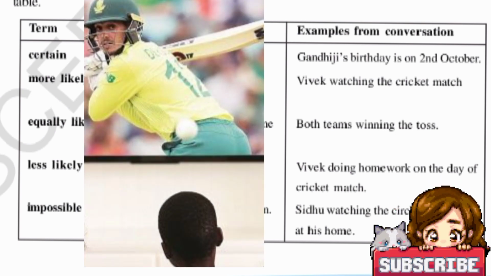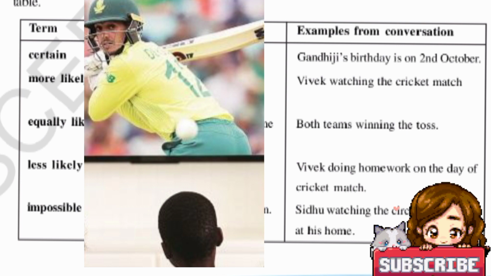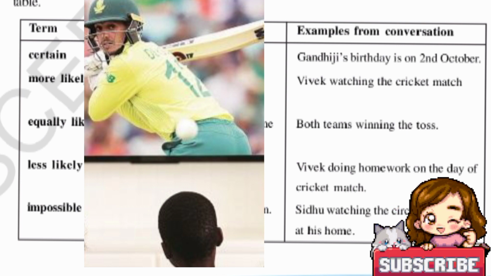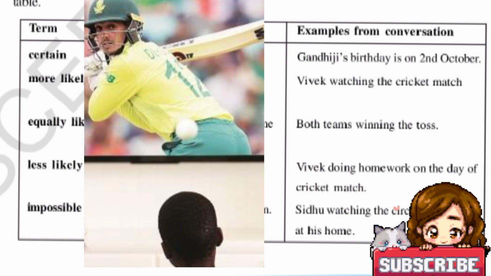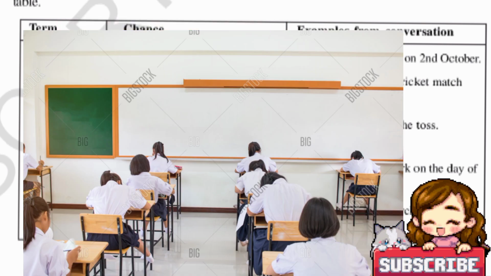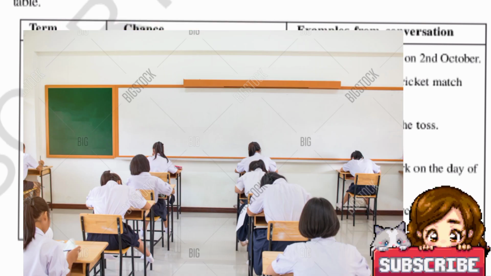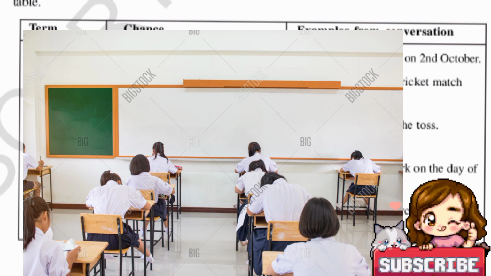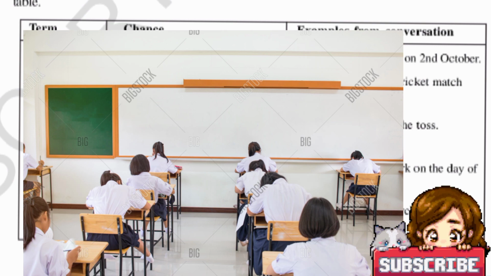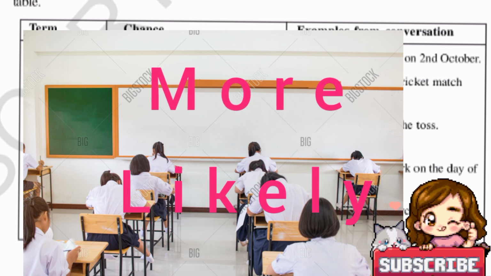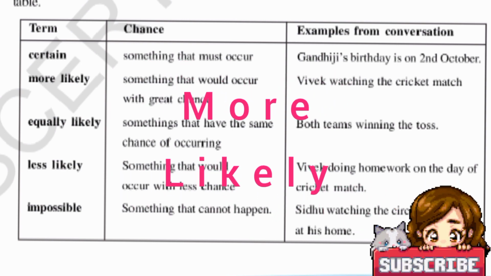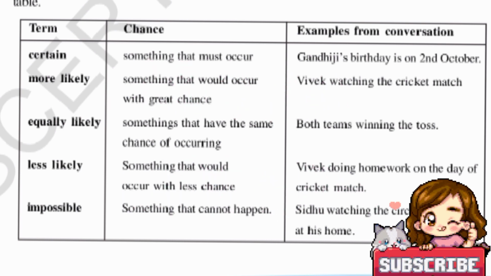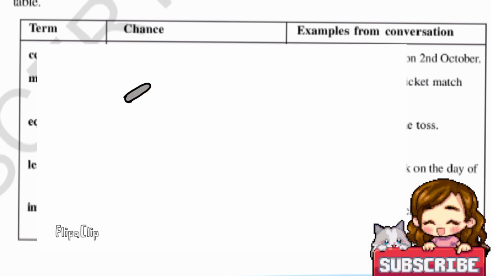The second example is Vivek watching the cricket match. If Vivek is a cricket lover, then he will take out time and watch it compulsorily. But under some circumstances, that is, if he is in school or at the workplace or performing some important duty, then he could not watch it. But he will try his level best to watch the cricket match. So, this type of event is referred to as more likely. Understood, students?